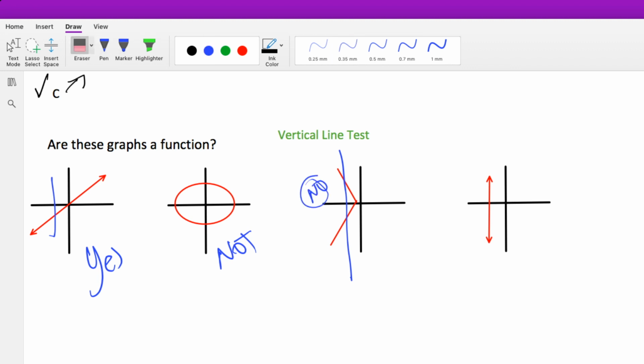And now let's look at this last one. This is touching the entire graph. So already we know that it is not going to be a function. And that's basically all it is.